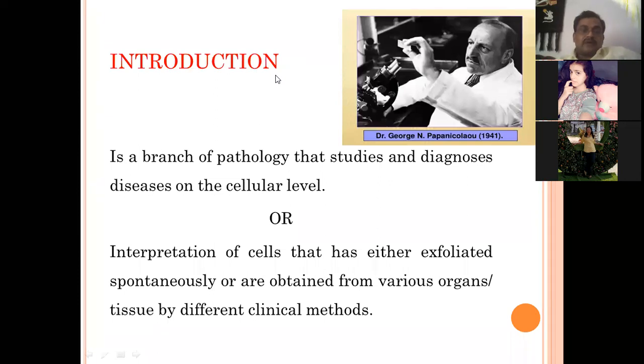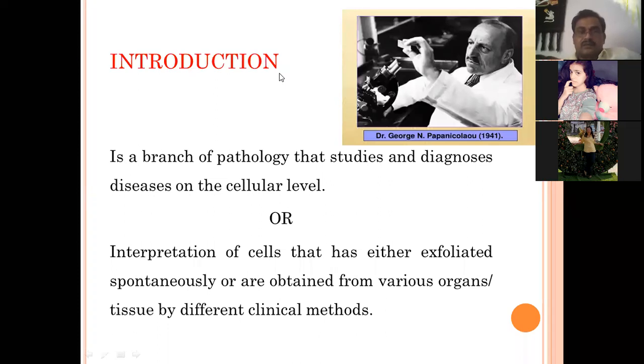So how can you define cytopathology? It is a branch of pathology where we study and diagnose disease at the cellular level. If you remember a different term, histopathology, that you usually see in our laboratory, histopathology is quite different from this. In histopathology, we study disease at tissue level, at organ level. But in this case, you study the disease at individual cell level or at a group of cells level. So it is quite different from histopathology.